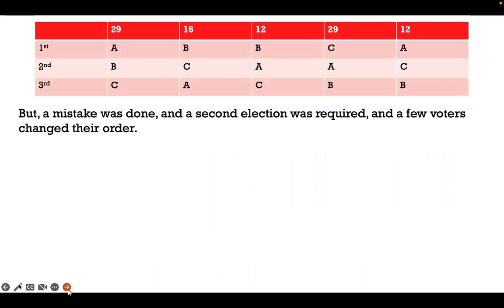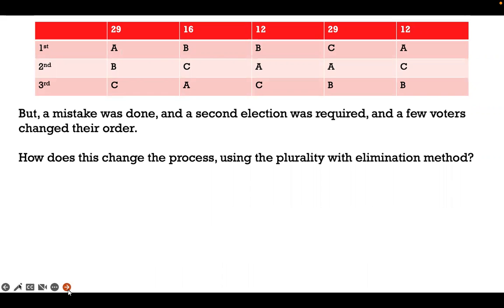But a mistake was done, and a second election was required. When that second election was done, a few voters changed their order of ranking. So how does this change the process using the plurality with elimination method? We're going to use the same method. Does it change the outcome of the election? Remember, the first one, candidate B won. And if it does change the election, then we could talk about the monotonicity criterion.